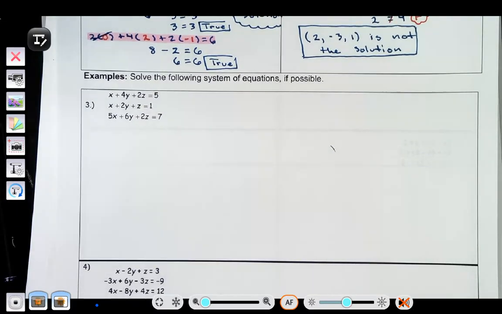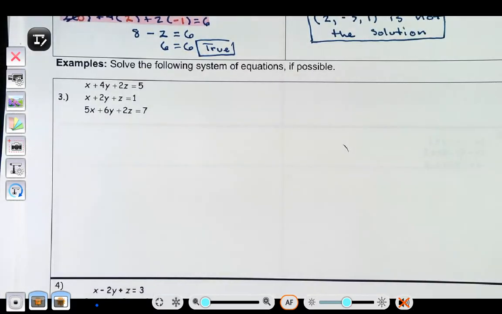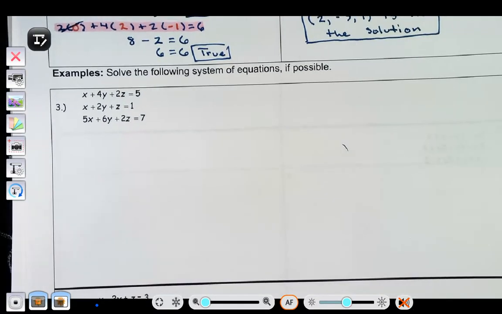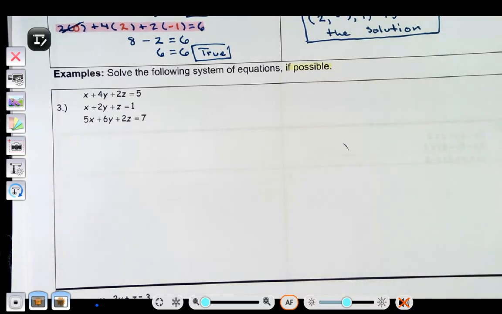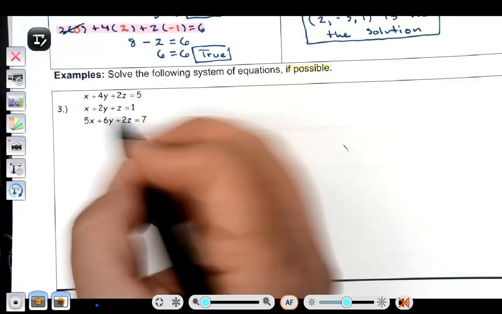So now we're going to find the answer ourselves. So it says, solve the following system of equations. Now, it does say if possible. Remember, we do have the possibility of no solution or maybe infinite. That is a possibility as well. So it says, solve the following system of equations. Well, it has 3 letters.